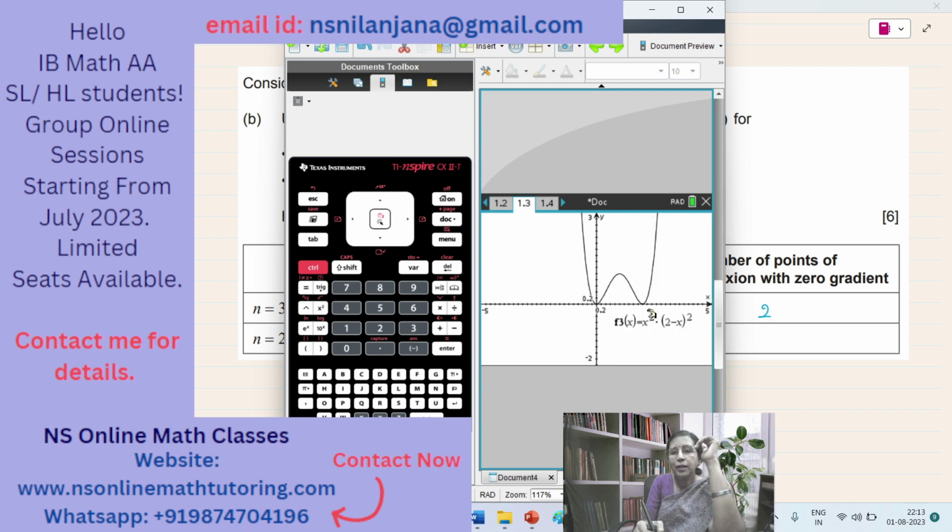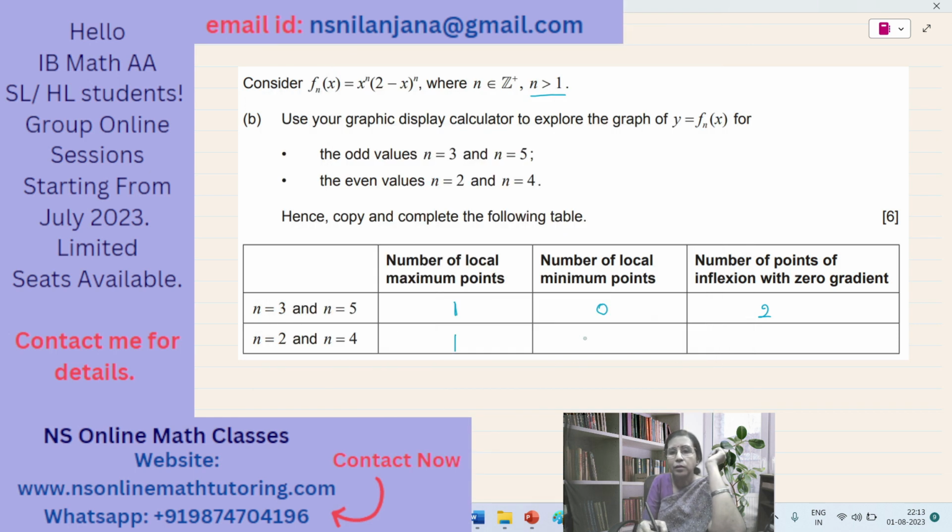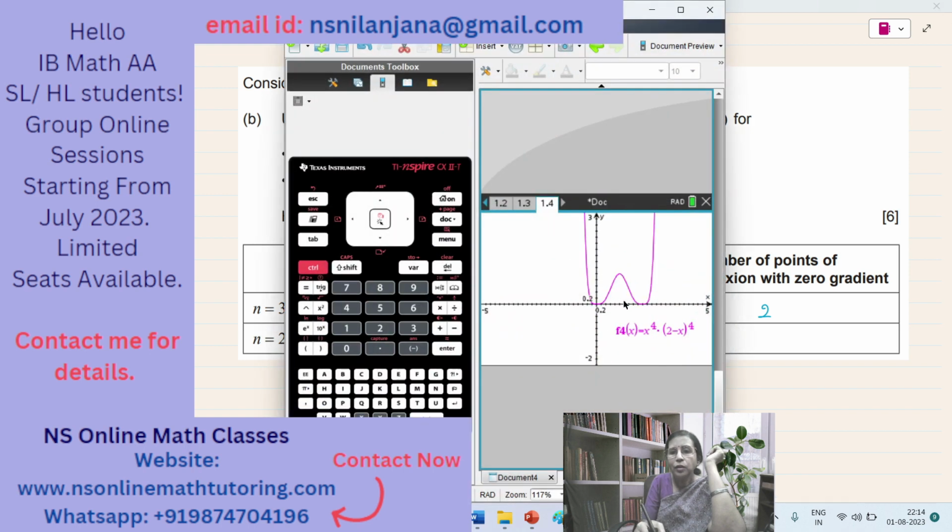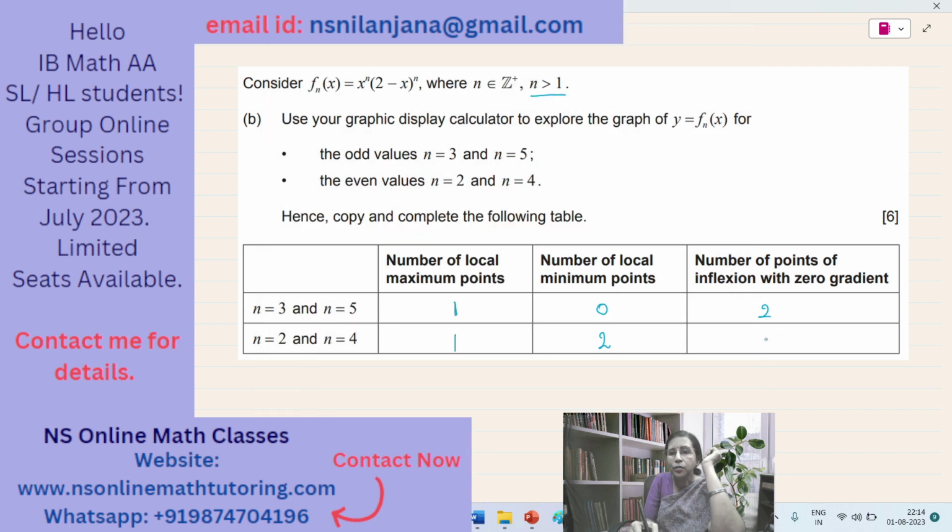But this one is a minimum, this one is a minimum. Even these two are minimum points. It is coming down and moving up. So 2 minimum points. And we don't have any point of inflection for n equal to 2 or n equal to 4. So this is 0. So we have completed the table. We move on to subpart C.